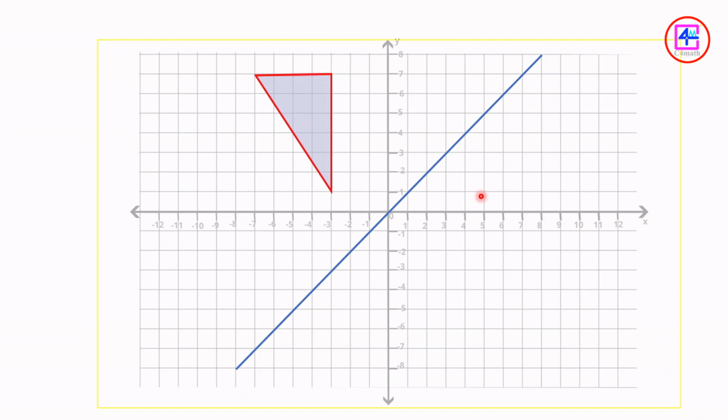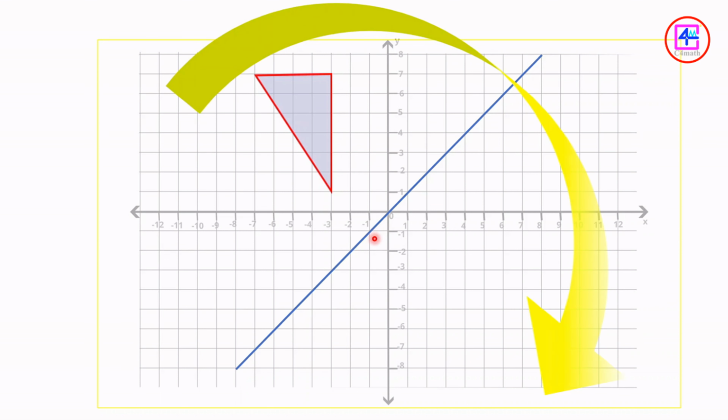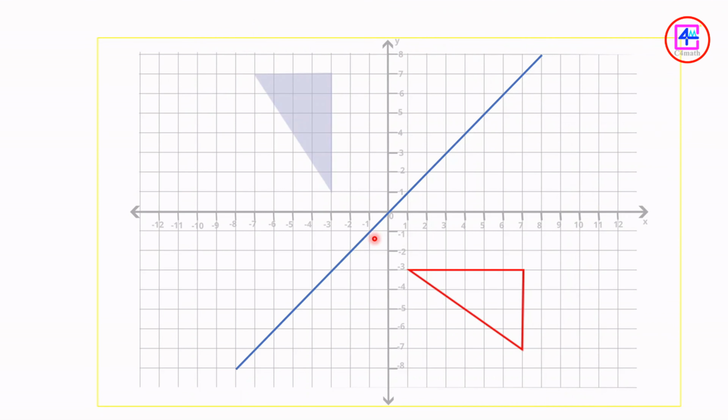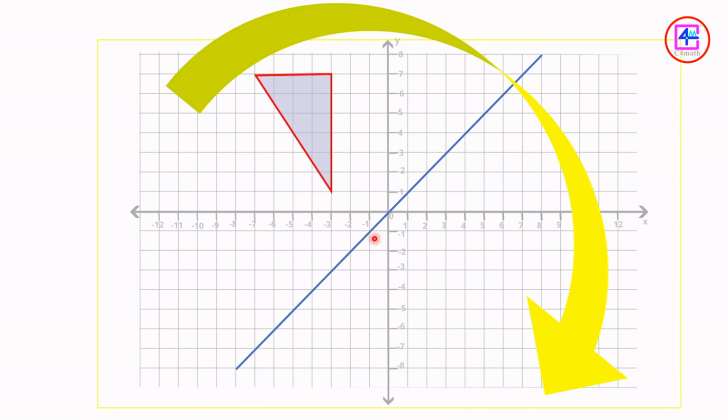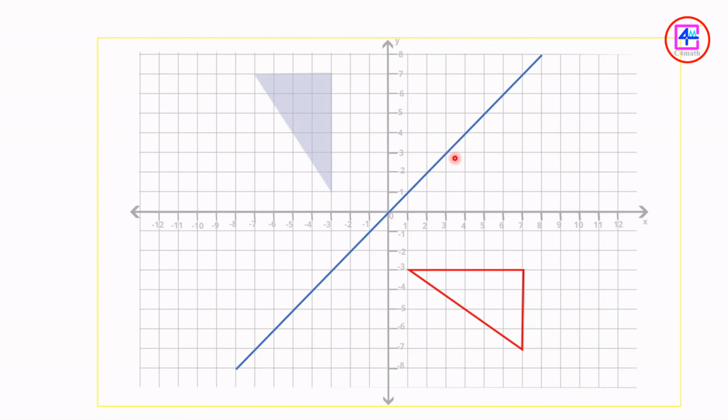Okay, now we are going to flip through this line, the line y = x. We can flip through this line. If you flip, then we will get it like this. The previous one is here. Then if we flip through this line y = x, we will get this part.